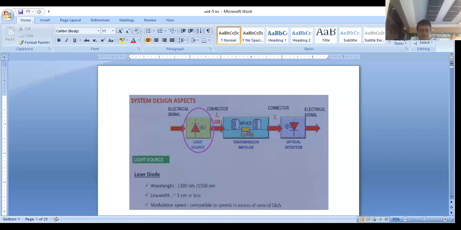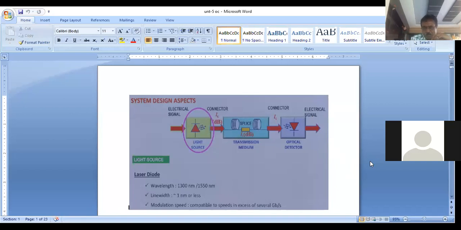Here conditioner. Hello, is it visible? Green is visible. Yes, sir. Okay.